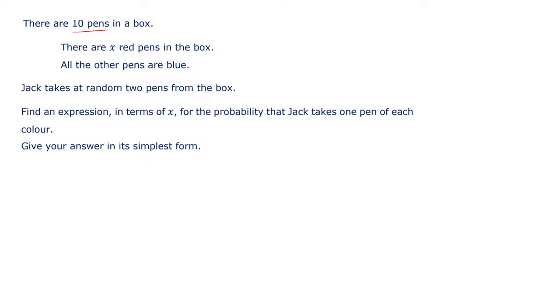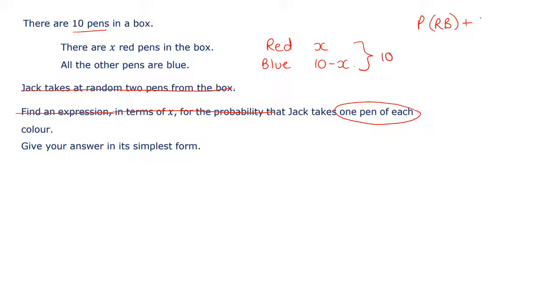We've got 10 pens in the box, X of them are red, all of the others are blue, so that's 10 minus X, and remember these two add up to 10. So we're going to take 2 pens from the box, and we want an expression in terms of X, that just means X is going to be in the answer, for the probability that he takes one of each colour. So it's the same as before, we want a red and a blue, or we want a blue and then a red. So I'm just going to start by working those out.